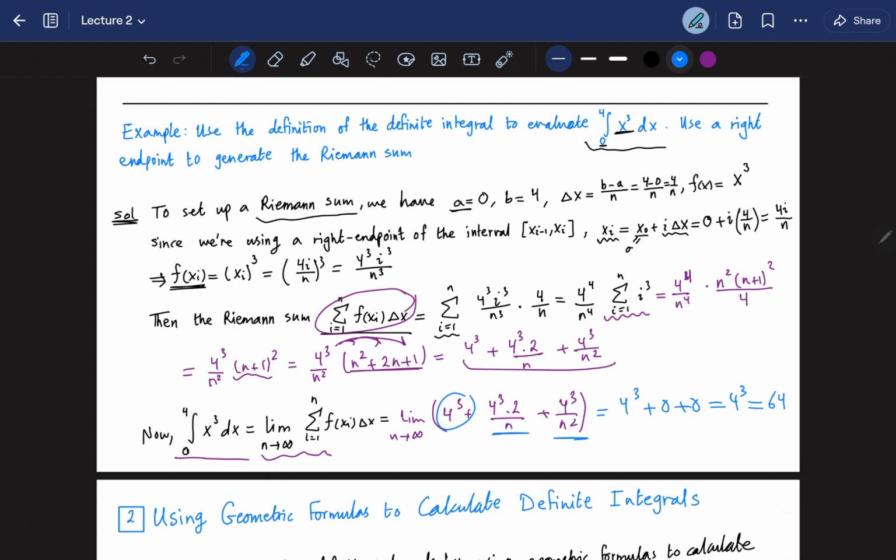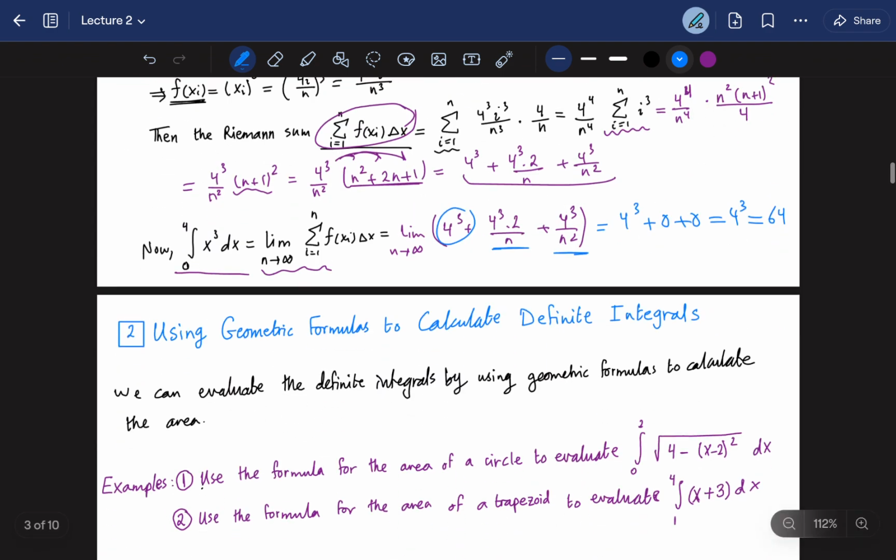So this is finding the definite integral using the definition. It's a very long process. Usually we're not going to use it. There's going to be rules and formulas that would be very helpful to calculate the integrals in future videos. But for now, it's good to just know that the integral can be represented as the limit of the Riemann sum. You can easily find the Riemann sum and find the limit and evaluate your integral.